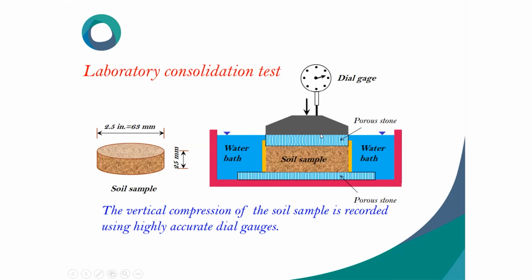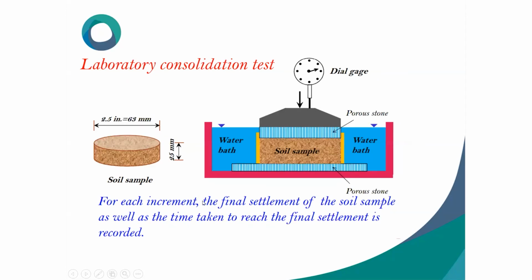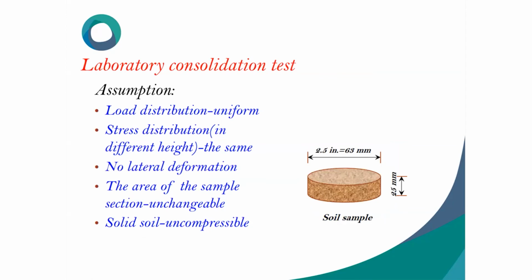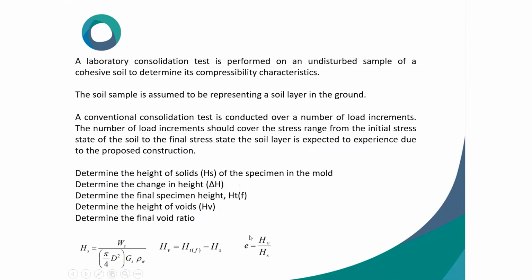When the soil is compressing, you keep noting the dial gauge reading. At each increment, the final settlement of the soil sample as well as the time taken to reach the final settlement is recorded. When you are doing this, you have some assumptions: load distribution uniform, stress distribution the same, no lateral deformation, the area of the sample section is unchangeable, solid state is incompressible. After this testing, you can determine the height of solids, change in height, final specimen height, height of voids, and final void ratio.